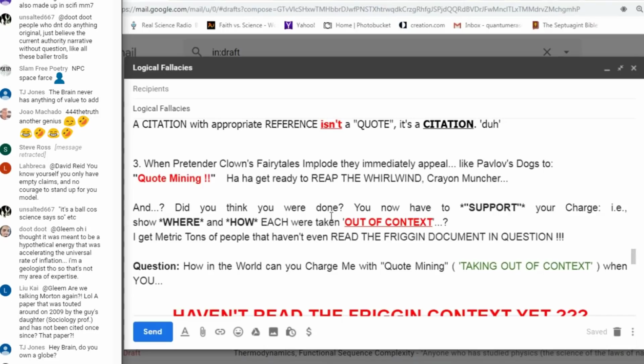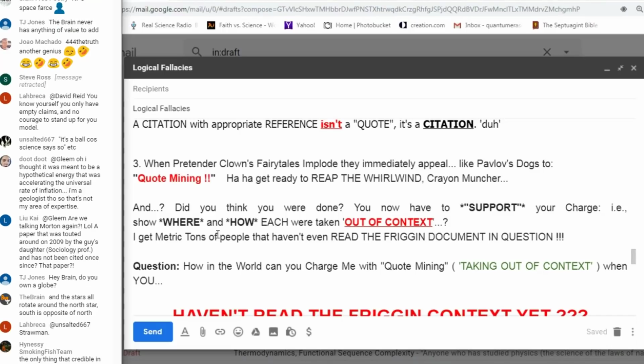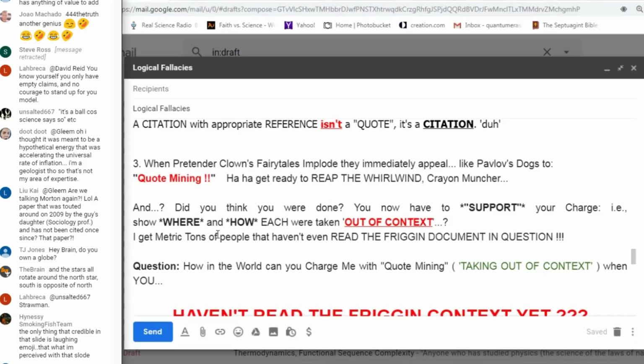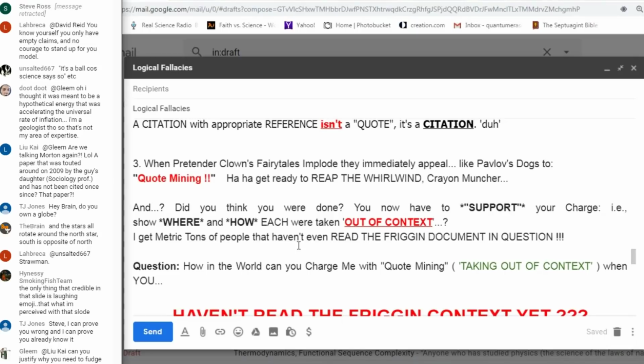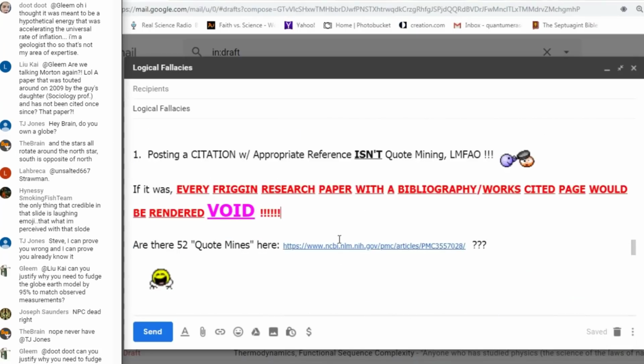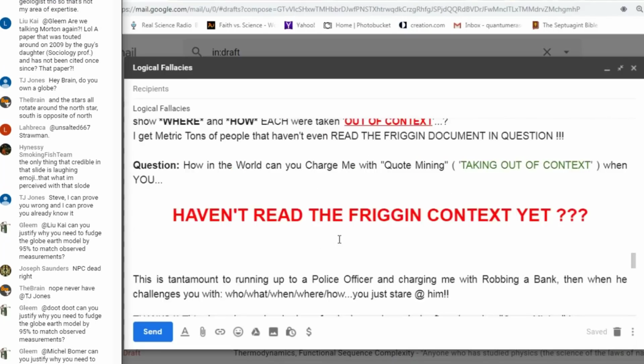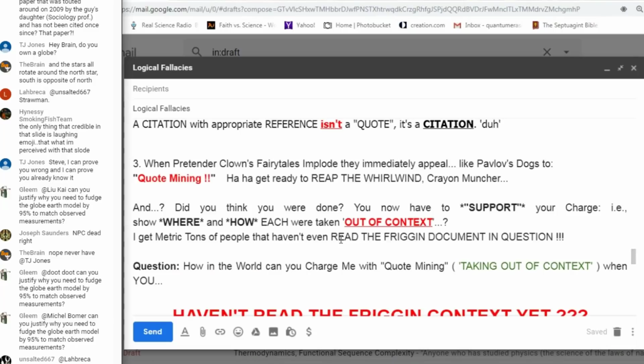So to support your charge of quote mining, crayon munchers, you have to show the actual citation, or quote as you call it, where and how each were taken out of context, because that's the definition of it. You follow? You want me to get the crayons out? I will, as long as you promise you don't munch them.